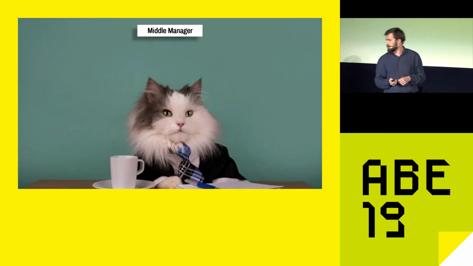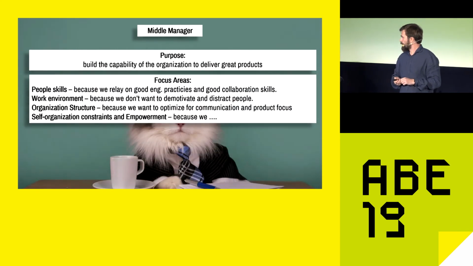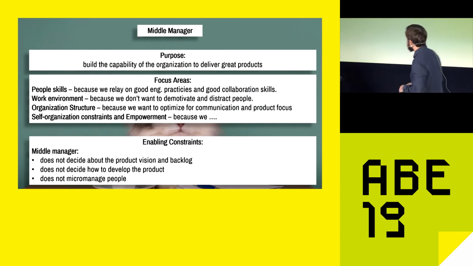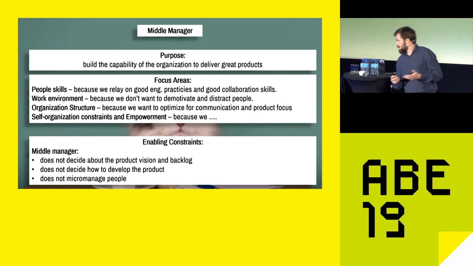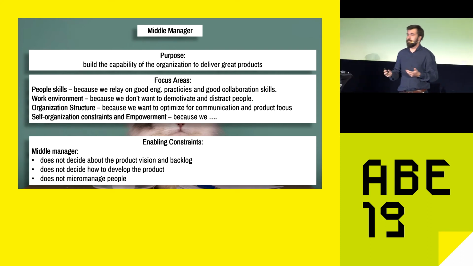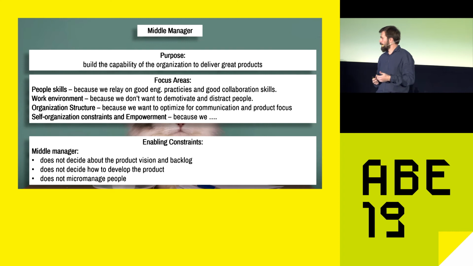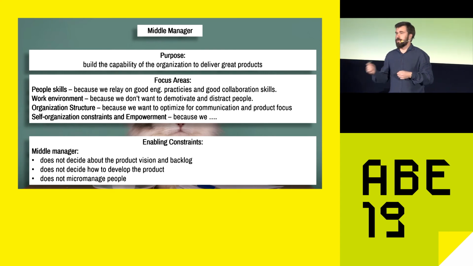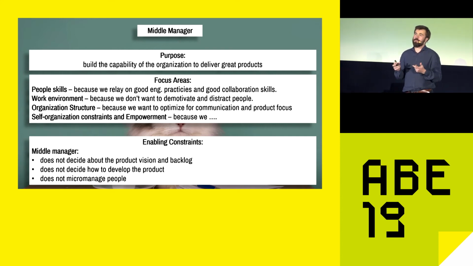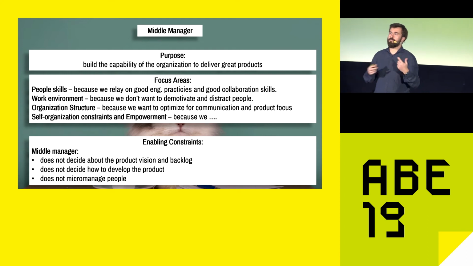An example. Let's go back to our middle manager. So, enabling constraints. You can put, like, do not decide about the product vision and backlog, does not decide how to develop the product, because the backlog is the responsibility of the product owner, and how to develop the product is the responsibility of the development team. We can also add things like behavior and value stuff, like does not micromanage people. So you can also use it to change the organization on the mindset and value level.